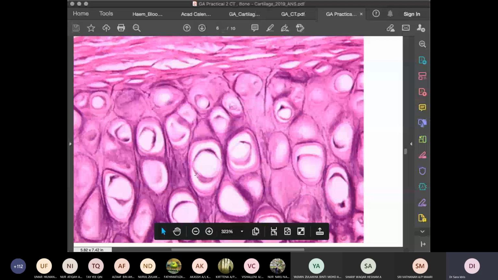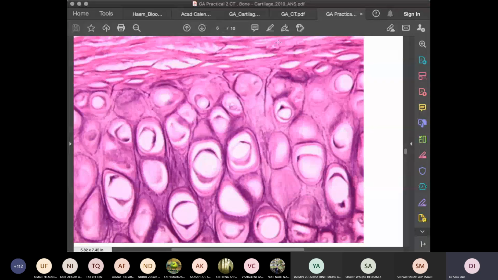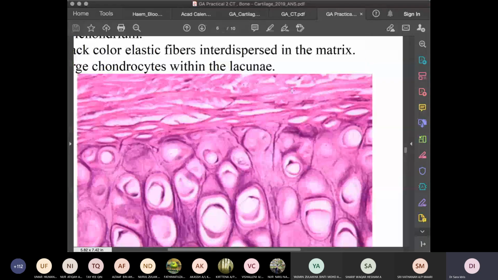So you can see the elastic fibers interspersed in the matrix, and the chondrocytes are actually quite big for the elastic cartilage. You can see very, very big chondrocytes. They look like one of those types of mushroom that you cut open. So it's very peculiar to elastic cartilage. You have this large chondrocyte in the lacuna with dark hair-like structures interspersed in the matrix, and these are your elastic fibers. And don't forget that you can find the perichondrium that will cover the elastic cartilage.